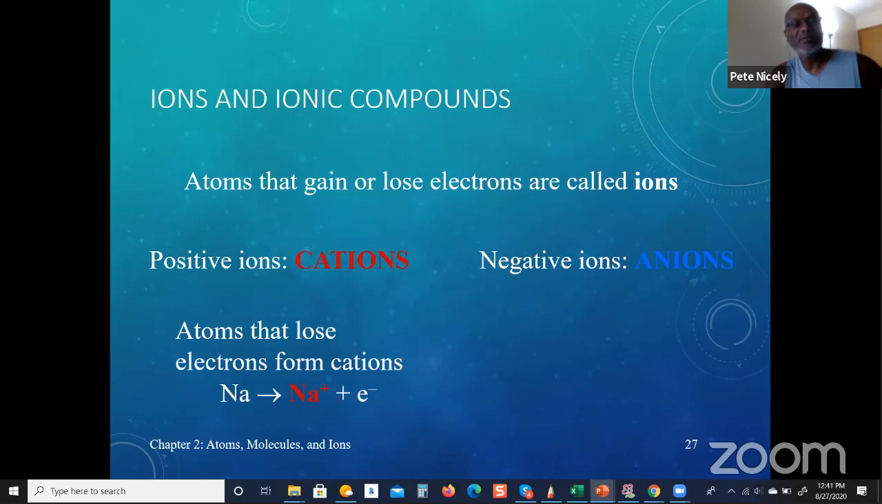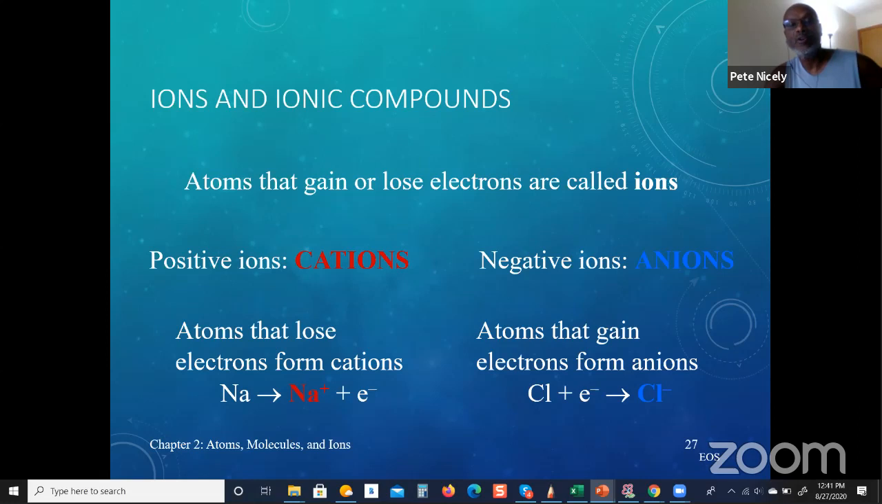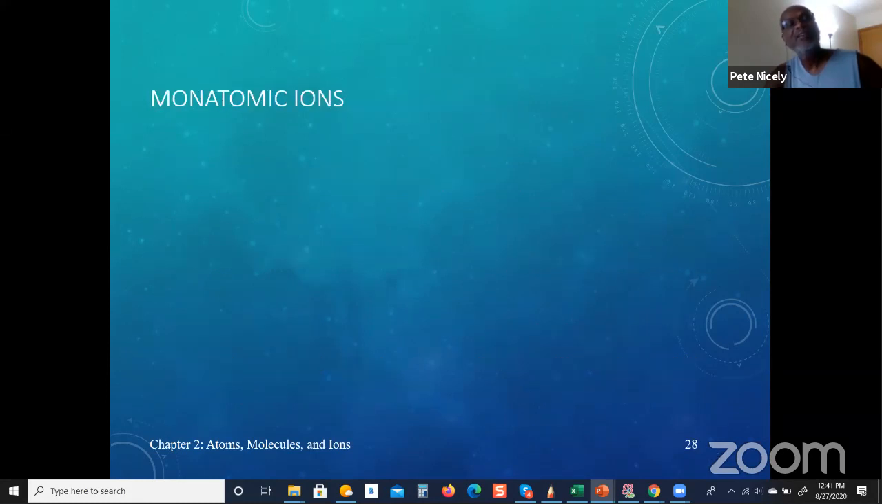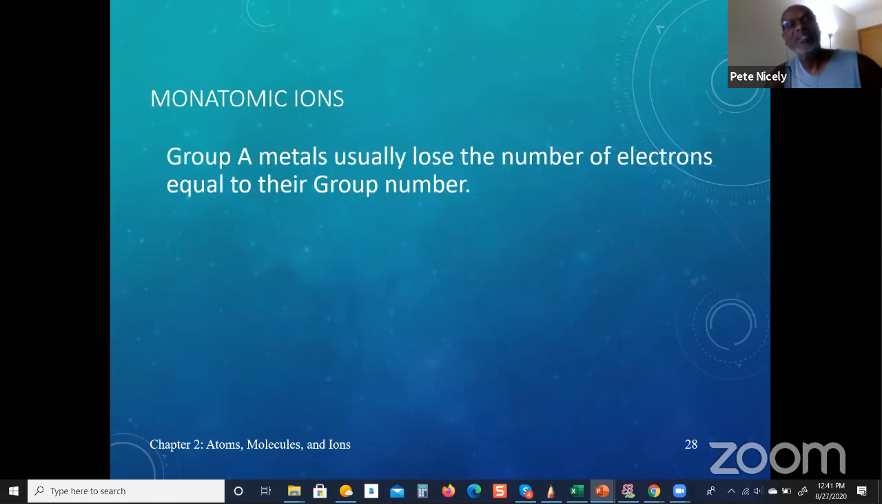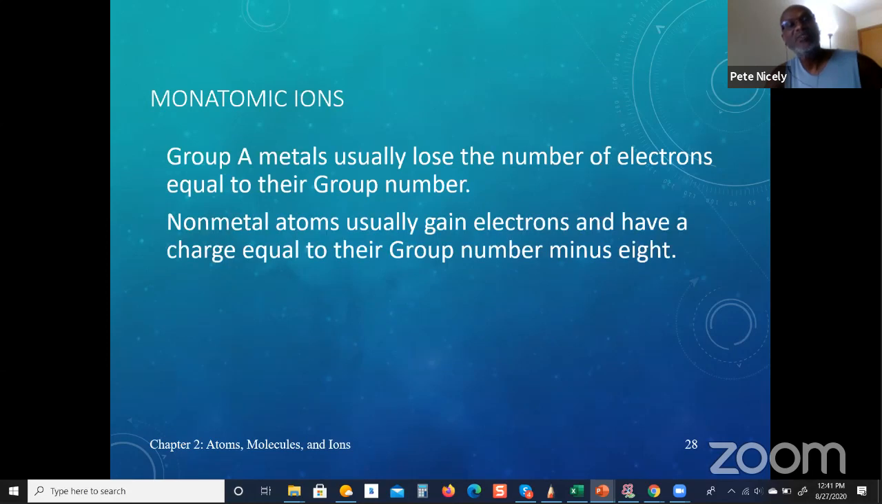Sodium, when it loses one electron, forms a sodium ion with a +1 charge. And over here we have the chlorine atom, which when it gains an electron forms a chloride ion, all right? And therefore, in the formation of the ionic compound, the cation and the anion come together to form your ionic compound, all right? So the monatomic ions are what we're talking about here. These are atoms that lose or gain electrons to form these monatomic ions.